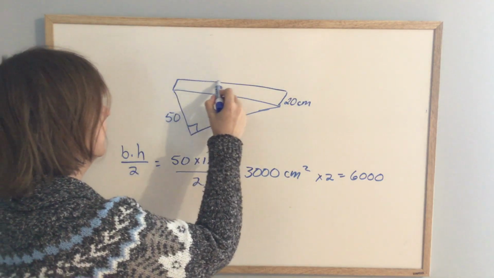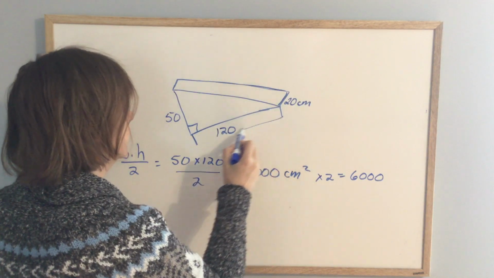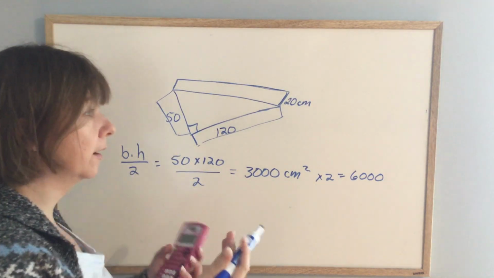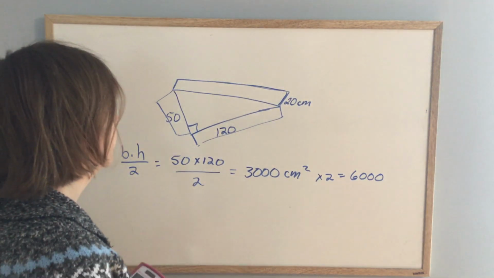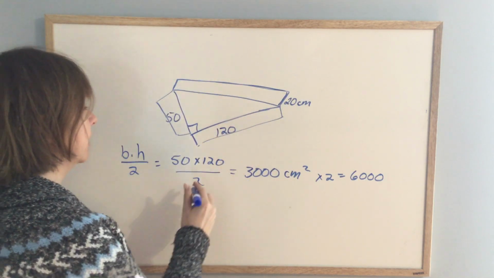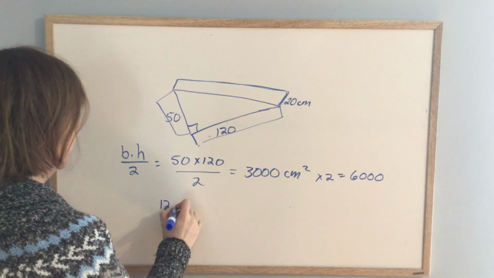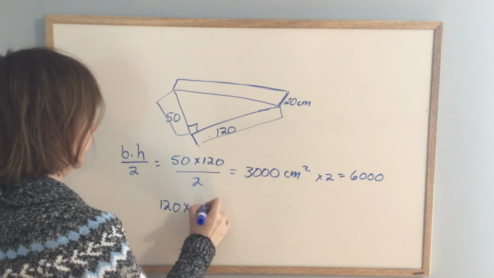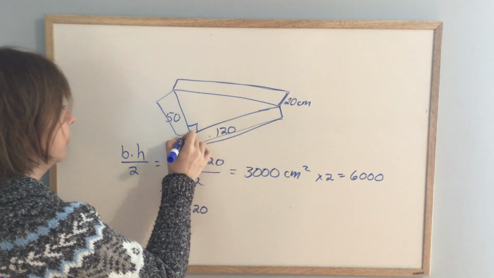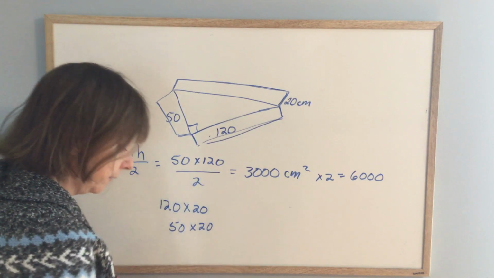Now there are 3 rectangles. There is this rectangle here. There is another rectangle here. And there is another rectangle here. Now I can't draw, but I'm kind of unfolding the box, if you will. So there's a rectangle on each edge. So this rectangle here is 120 by 20 because the height is 20, the length is 120. This one is 50 by 20.